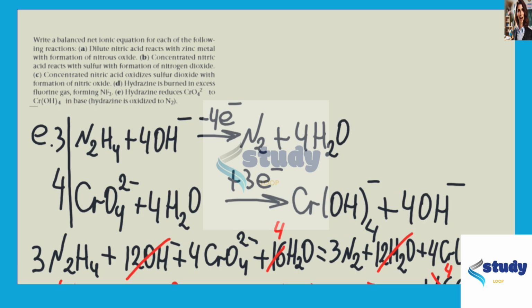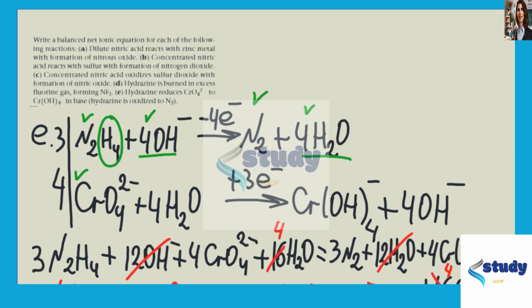E. Hydrogen becomes nitrogen. To balance hydrogens and oxygens, you add 4 waters on the right and 4 hydroxides on the left. It's a common trick to get rid of 4 hydrogens. You add 4 hydroxyls and form 4 water. H plus OH is H2O.